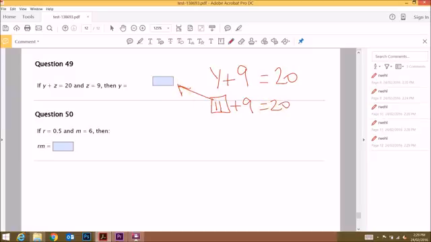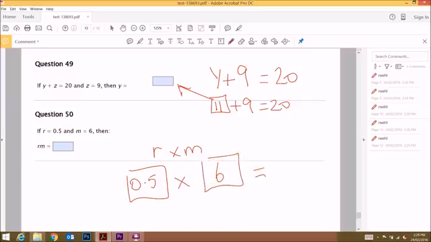So that's my answer. And then the last one, if R equals 0.5 and M equals 6, then R times M will equal 0.5 times 6. 1 times 6 is 6, so half times 6 is going to equal half of that answer, which is 3. Okay, so I'm left with 3. And that's how you do that test.